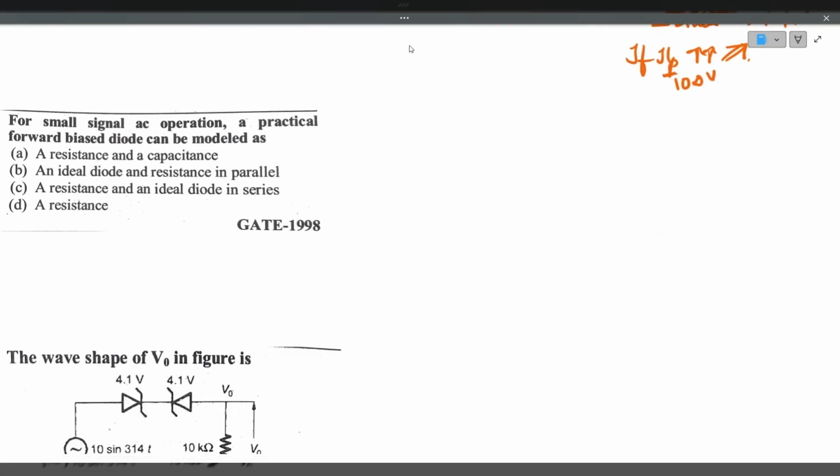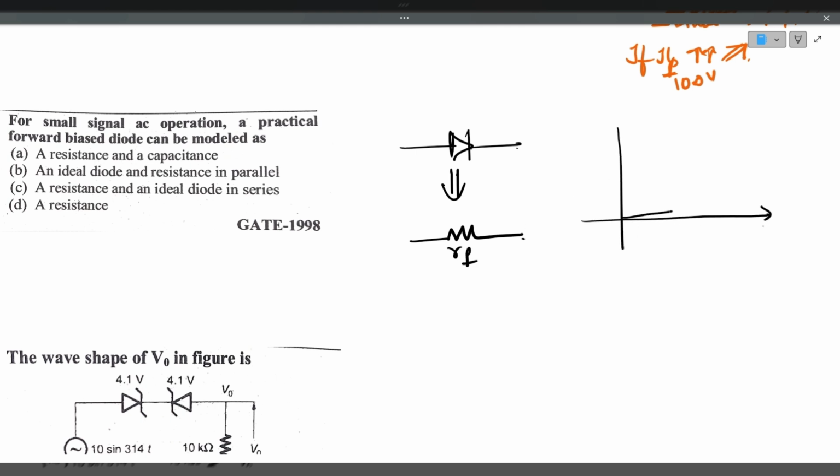Next question. The small signal AC operation, a practical forward bias diode can be modeled as. For a small signal operation, the practical diode can be replaced with a small forward resistance. Because small signal operation, in the sense, if you see the diode characteristics, it will be like this. This is the cut-in voltage of the diode. V gamma is equal to 0.7 volt.